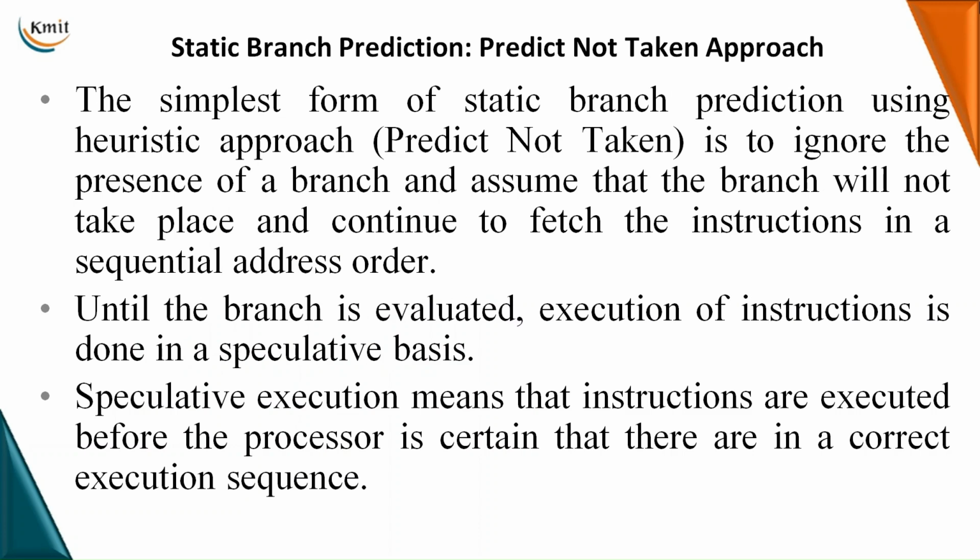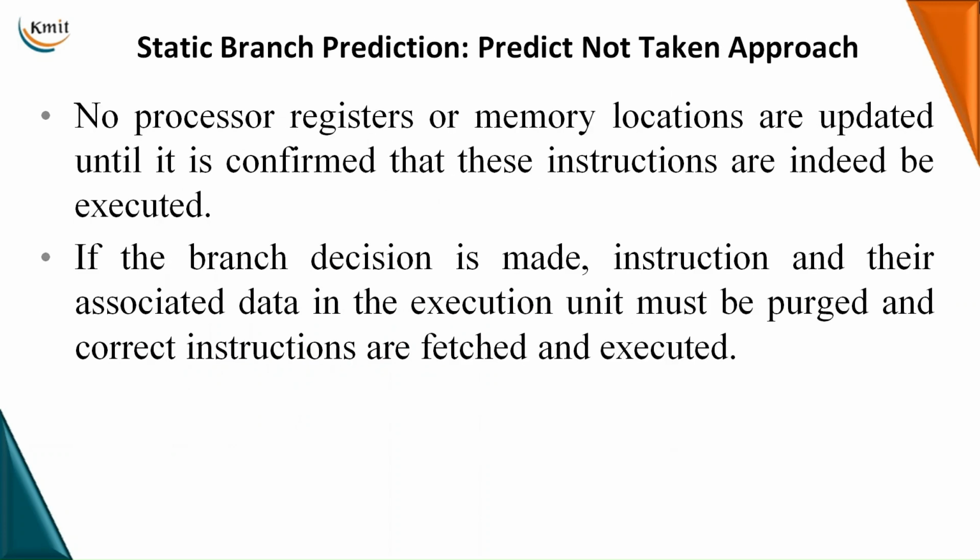So in this method, we are ignoring the presence of a branch and assume that the branch will not take place and continue to fetch the instructions according to the program order. Until the branch is evaluated, the execution of the particular instructions is done on a speculative basis. Here, speculative basis means that the instructions are executed before the processor knows that they are in a correct execution sequence.